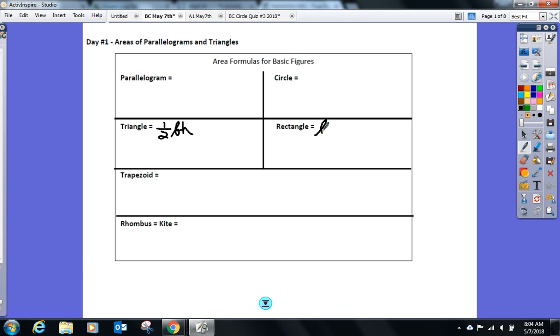Here you go, length times width, rectangle. Maybe one more, I would think. Stacy? Yep, pi r squared. Yep, pi times radius squared. That's what I figured the 3 were. Anybody want to go any more? Try one out.